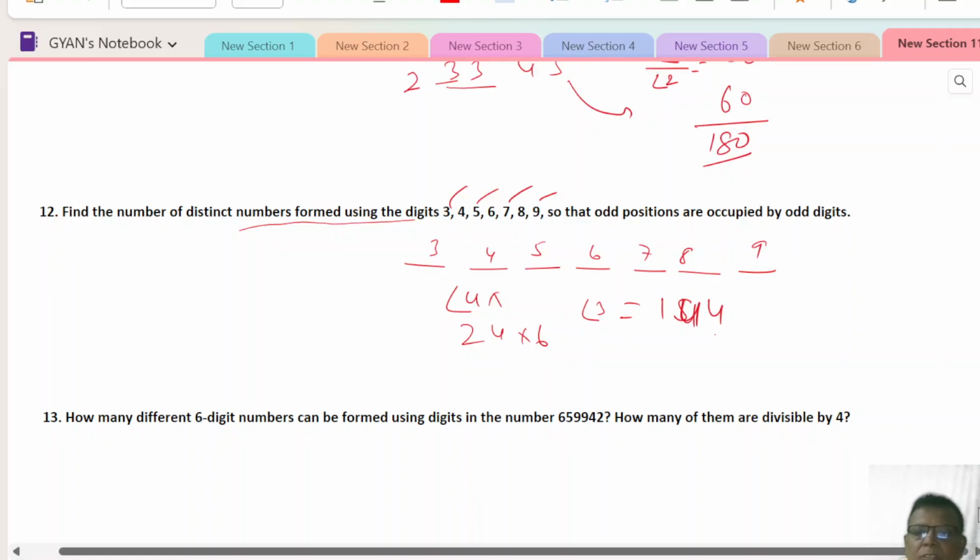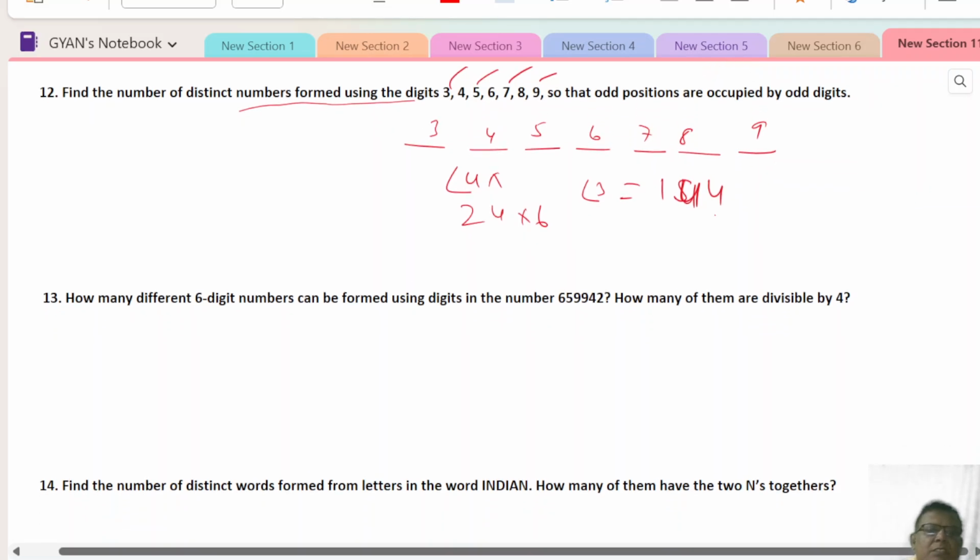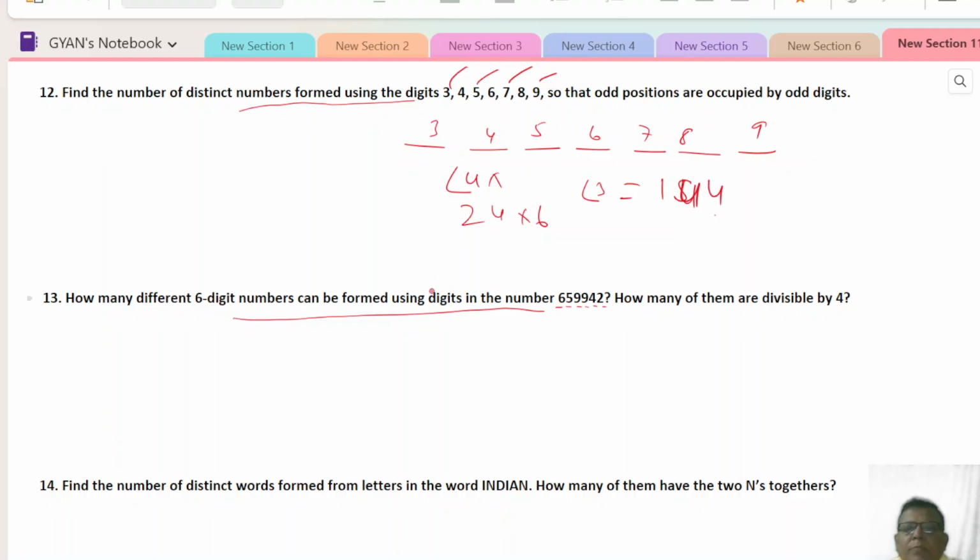Now come to question number 30. How many six-digit numbers can be formed using the digits 1, 2, 3, 4, 5, 6? How many are divisible by 4? So first, how many? 9 is the same, so factorial 2. This many numbers can be formed. That is equal to 360.